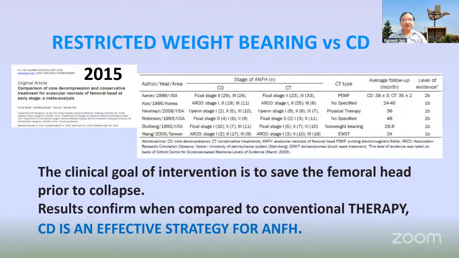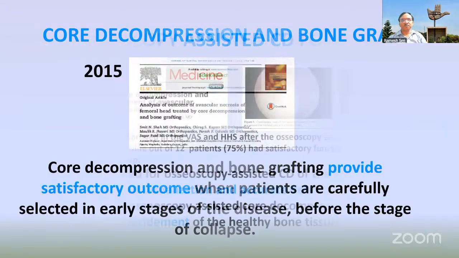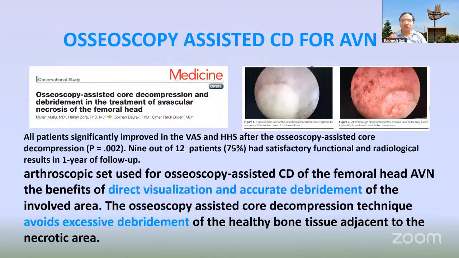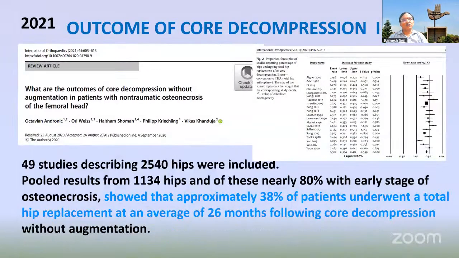Then they compared whether this was better than the weight bearing. Yes, it was definitely much better than the non-weight bearing, the restricted kind. Then people did use a bone graft to fill up the area. People also started osteoscopy, going through the hole made in the core decompression to look for the lesion in the area and decompress it. Now, what is the outcome of core decompression?